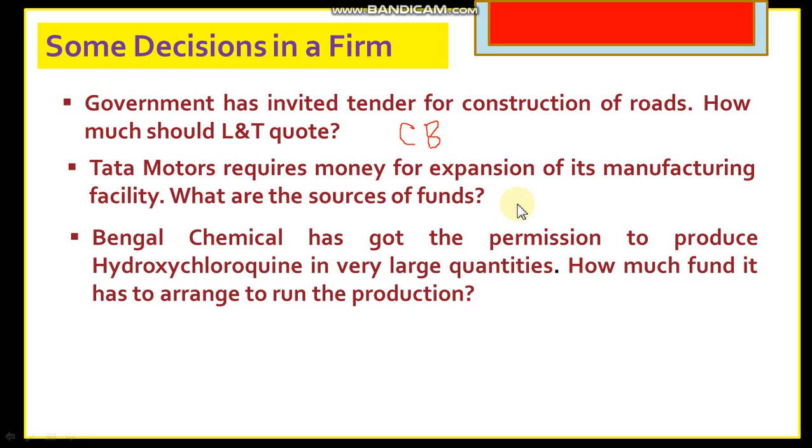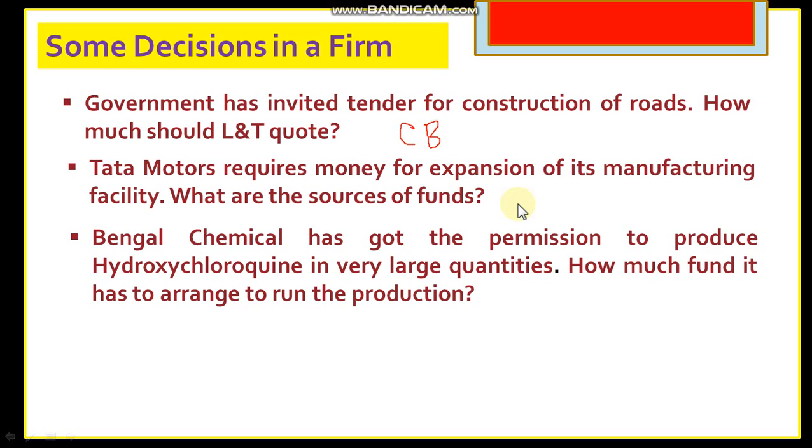This has come in the news in recent times. Bengal Chemical has got the permission to produce hydroxychloroquine in very large quantities. Now the company was producing very basic kinds of products, and hydroxychloroquine production was stopped for a long period of time. And when they got an order, the order was for a huge quantity. They have to work in shifts, day in and day out.